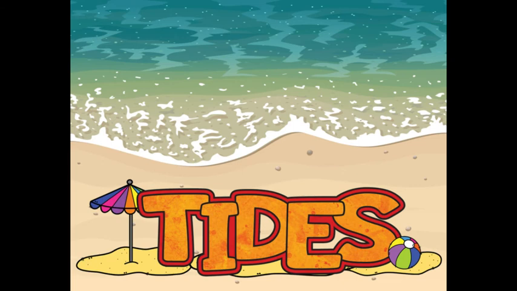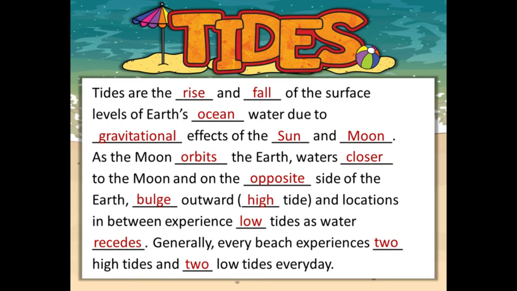So, we're going to talk about tides. Tides are the rise and fall of the surface levels of Earth's ocean water due to gravitational effects of the sun and the moon. So in this case, the sun, the moon, and the Earth are going to work together, and that creates tides. As the moon orbits the Earth, the water that's closest to the moon and on the opposite side of the Earth bulge outward, making a high tide, and locations in between experience low tides as water recedes. So what's happening is the moon has a gravitational pull on the Earth, and it affects our water levels.